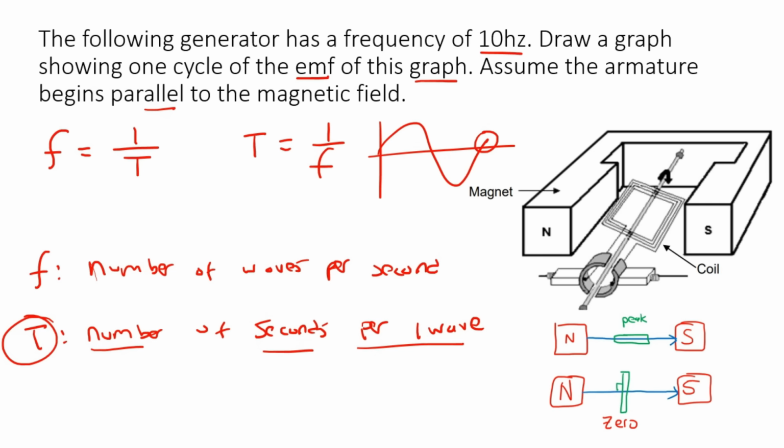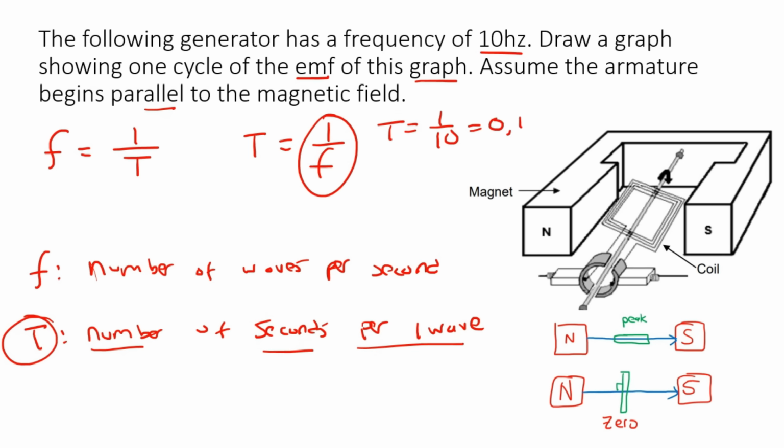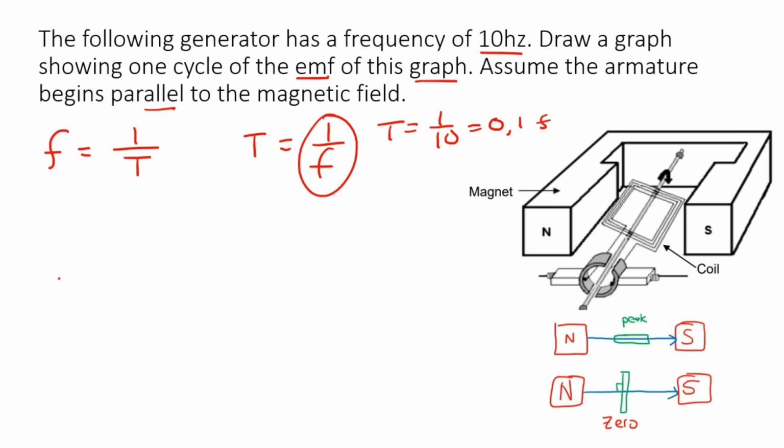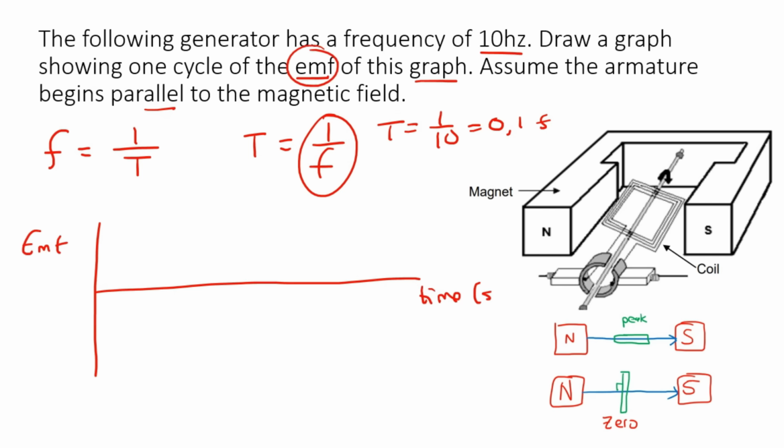Now, period is equal to 1 over frequency. So we could say T is equal to 1 over f. Well, we just wrote that, Kev. T is equal to 1 over 10, and that's going to give us 0,1 seconds. That means it'll take 0.1 seconds to make one wave. So we can go draw our graph now. And our y-axis is going to be EMF, and our x-axis is time, measured in seconds.